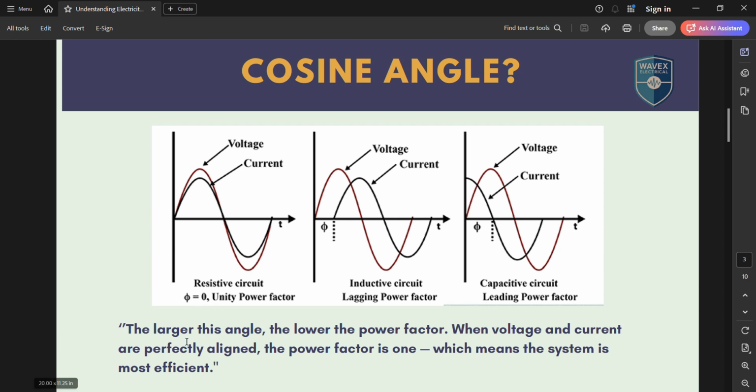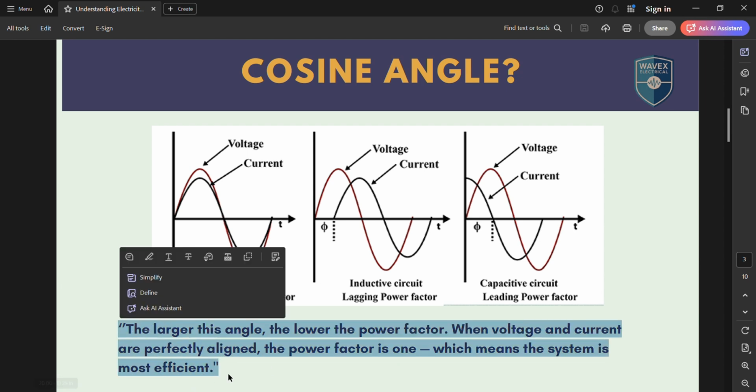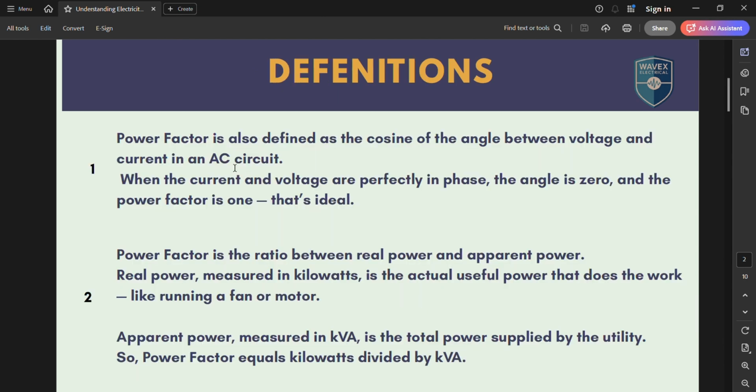Okay, so the larger this angle, the lower the power factor. If this angle is larger, this lagging is larger, the lower the power factor will be. When the voltage and current are perfectly aligned, the power factor is 1, like this, which means the system is most efficient. Okay, so this is the first definition of power factor, using the cosine of the angle and the waveforms.